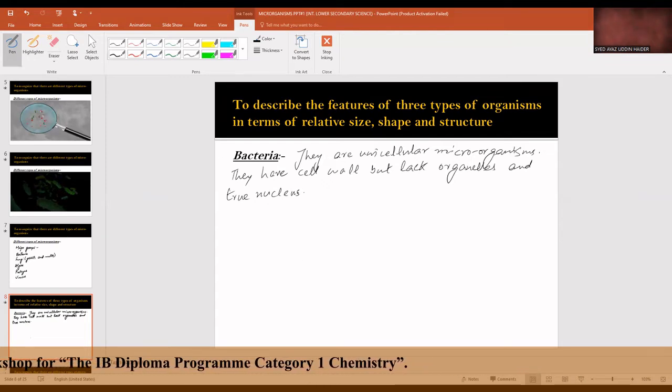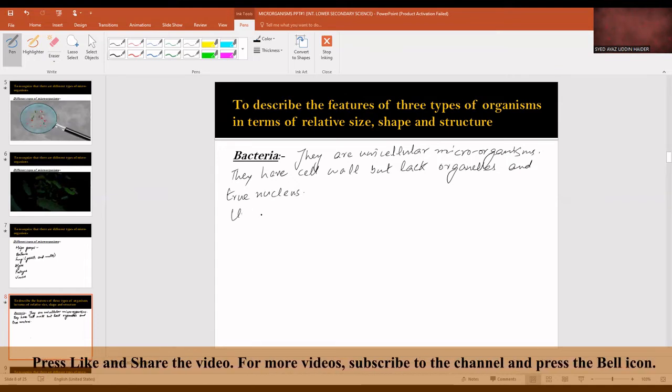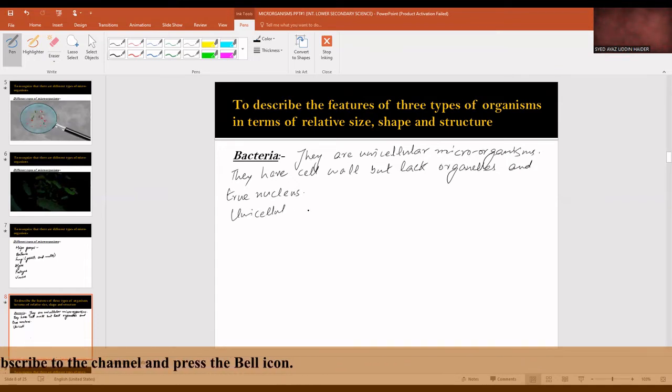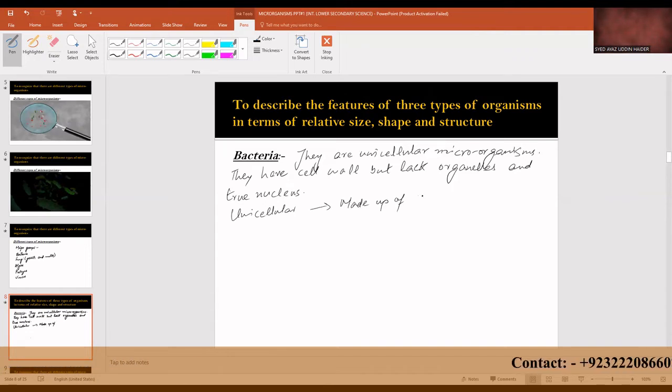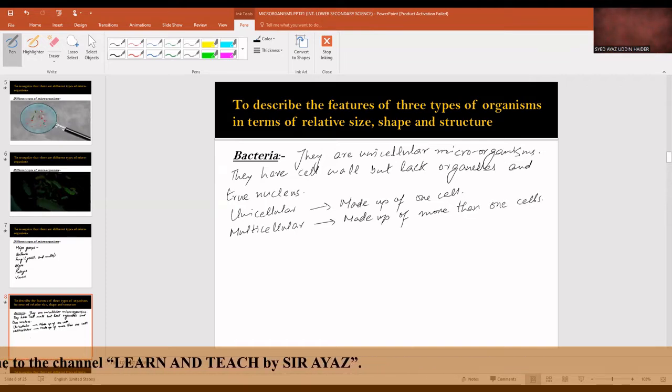Unicellular organisms, you can recall, they have only one cell. On the other hand, multicellular organisms are made up of more than one cell. Unicellular, made up of one cell. They are one single cell. Multicellular, made up of more than one cell. We human beings and animals are examples of multicellular.